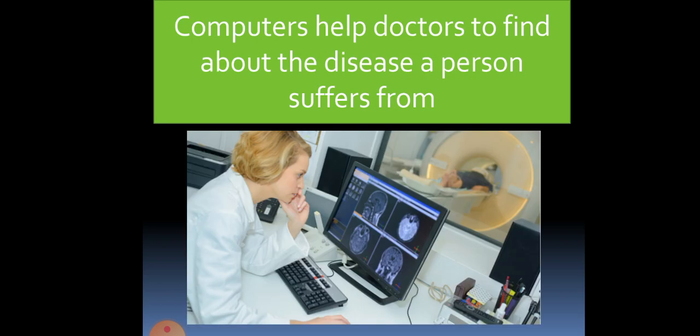Next one, computers help doctors to find out about the disease a person suffers from. They use computers to diagnose the disease. See, if some new disease comes in, no? So with the help of computers, they will find out what disease a person is suffering from. They will use scanners. Those devices are connected to the computer. So with the help of that, doctors can find out about the disease a person suffers from.